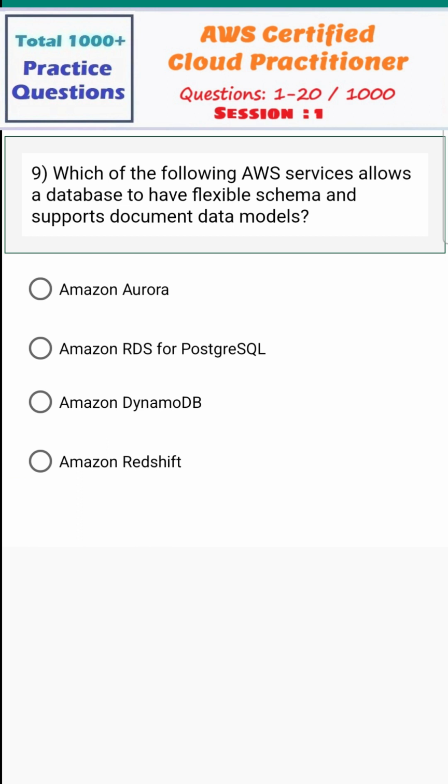Ninth question, which of the following AWS services allows a database to have a flexible schema and supports document data models? First option Amazon Aurora, second option Amazon RDS for PostgreSQL, third option Amazon DynamoDB, fourth option Amazon Redshift. Guess the answer. The correct answer is third option Amazon DynamoDB.